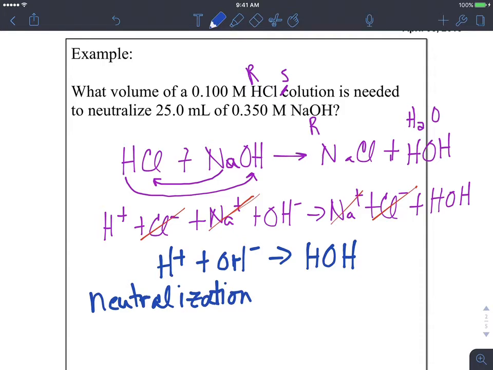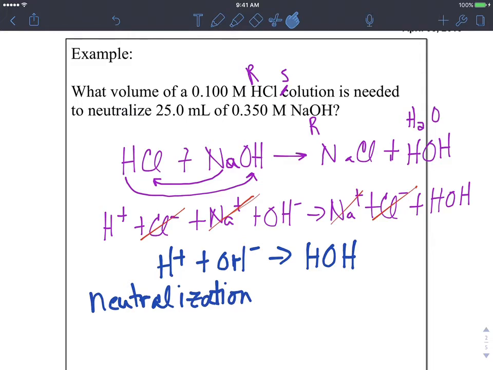Every single net ionic equation for the neutralization reactions looks like this. You're taking the H+, which is the acid part of an ion or of a molecule. You're taking the OH-, which is the basic part of the ionic compound. You put them together, you make water. Water is neither acidic nor basic because it's both. And so you are neutralizing that acid and that base.